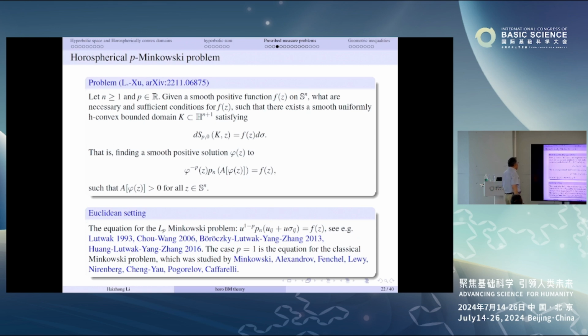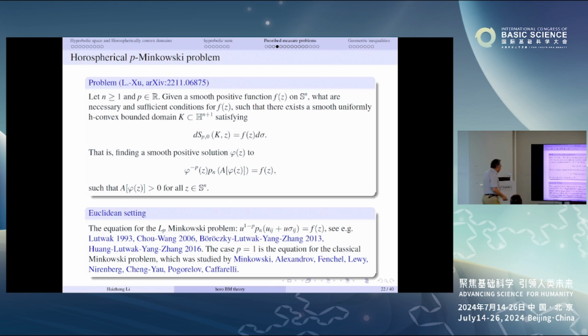How can you find the convex H-convex domain? That means solving this equation for phi. If phi satisfies that the metric is positive, you get the H-convex domain. So this is the Minkowski problem in the hyperbolic space setting. Before, people just studied the Euclidean case, because nobody could introduce a summation or measure. You can study it, but there's no geometry.